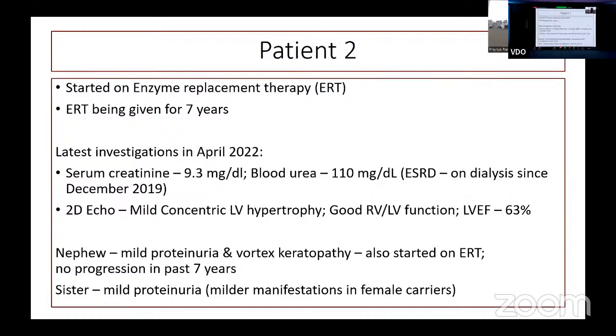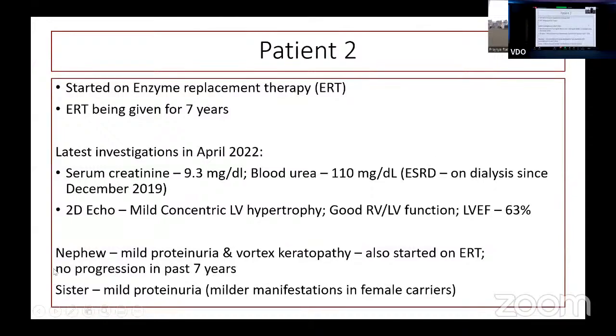The nephew also was fortunate enough to get the ERT on the charitable access program basis. At the time of starting his ERT, he had mild proteinuria and of course the vortex keratopathy, and there has been no further progression in the past 7 years.